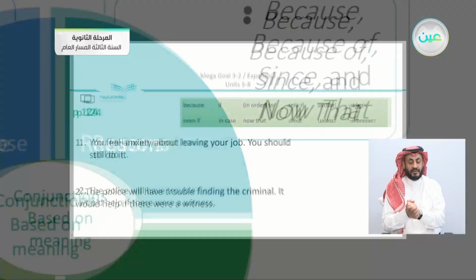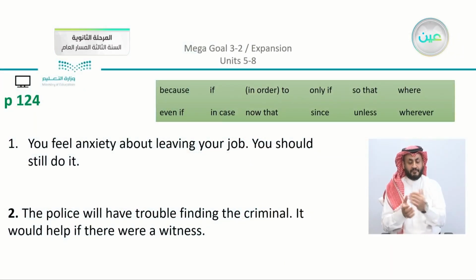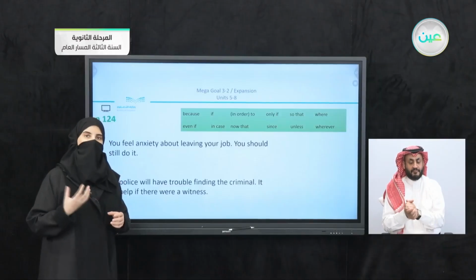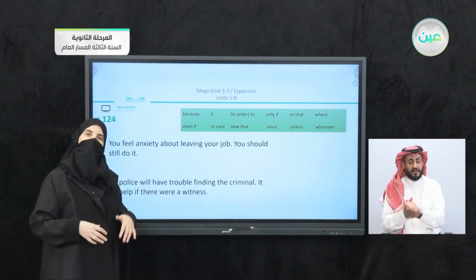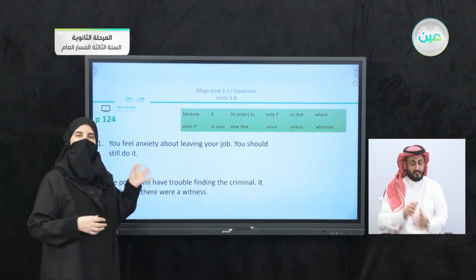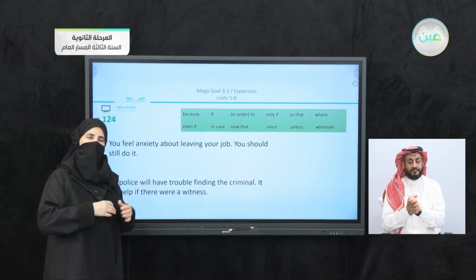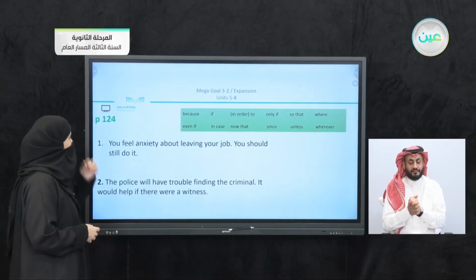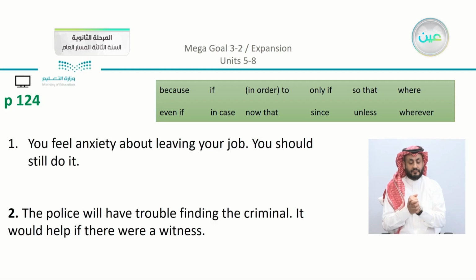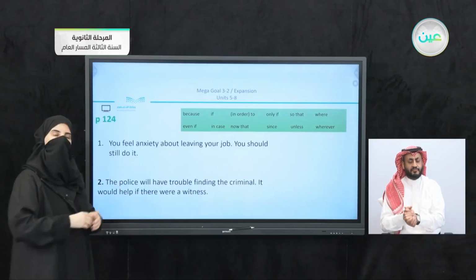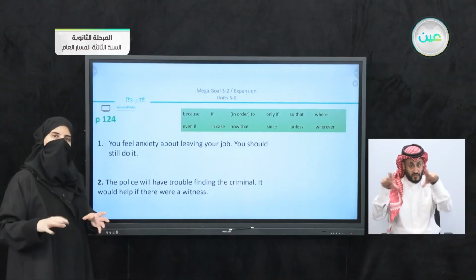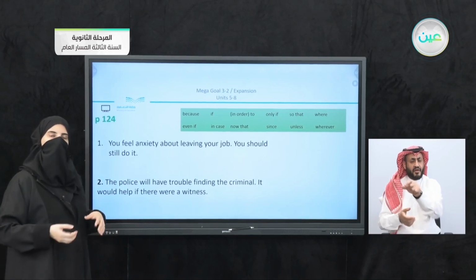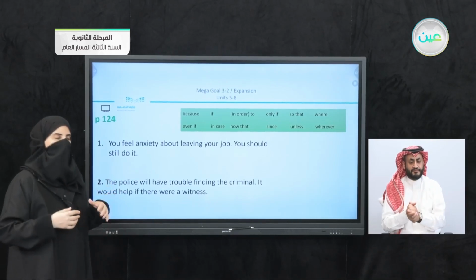So we are going to start with our exercise, and as we just noticed that I used the word defects here, we are going to also make use of the sentences we have here by revising some new vocabulary that we studied. Now we have number 1. You feel anxiety about leaving your job. You should still do it. Now here you can see that I put the box within the conjunctions, so we can make use. I'm going to give you just a second here, just to relate.